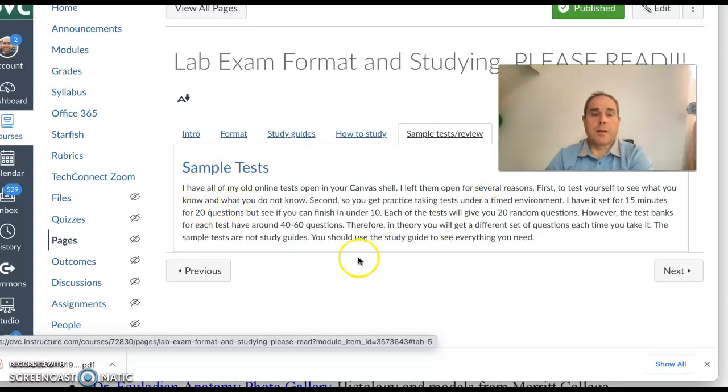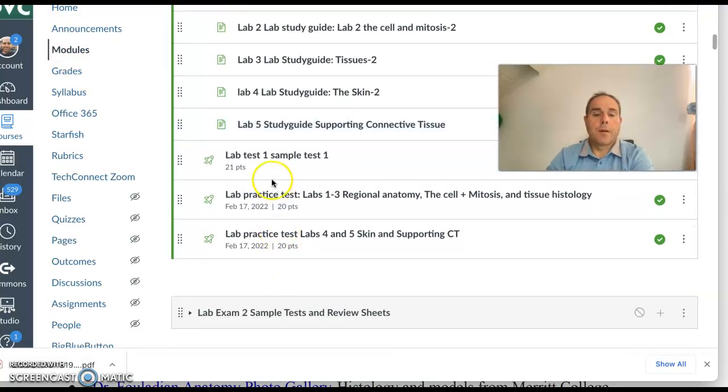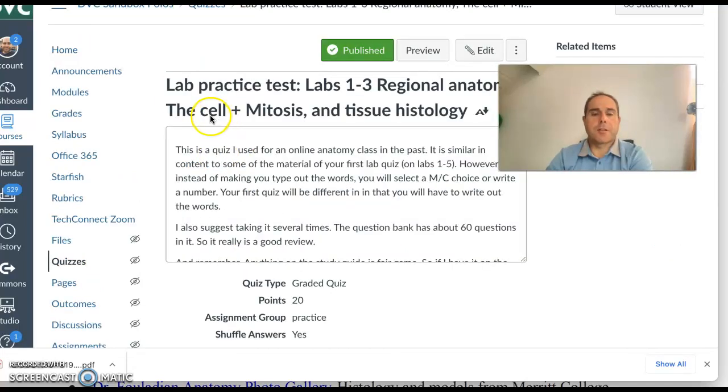So this is going to give you a bunch of questions. It's going to give you 20 questions. You have 15 minutes. So a little bit less time than you would have. So it gives you a chance to basically get used to taking it in a timed environment. So if you scroll down, we have the sample tests here. I'll just click on one. This one's on the first 3 labs.